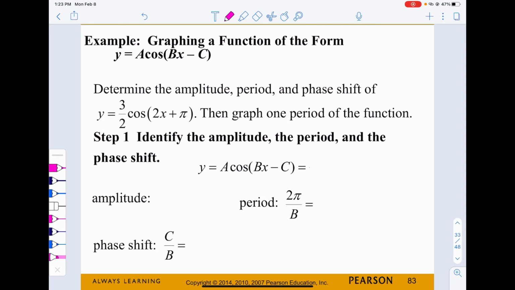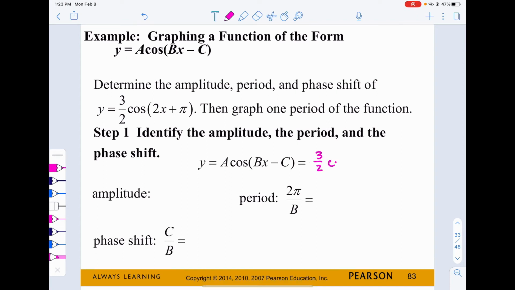Well, if we had that 3/2 of cosine of 2x plus pi, the number in front of our cosine is going to end up being our amplitude. The absolute value of 3/2 is just going to give us 3/2. So it's going to go 1.5 above the x-axis and 1.5 below the x-axis.